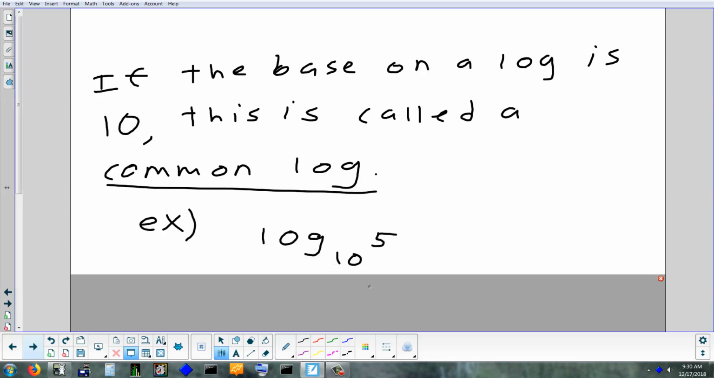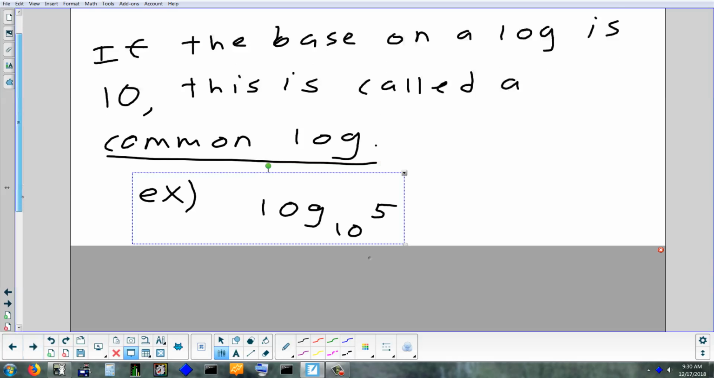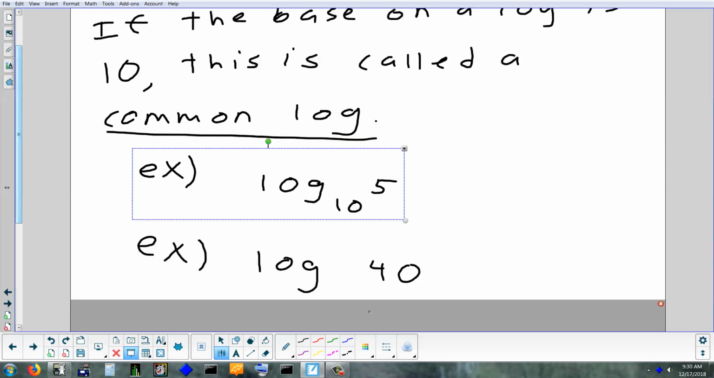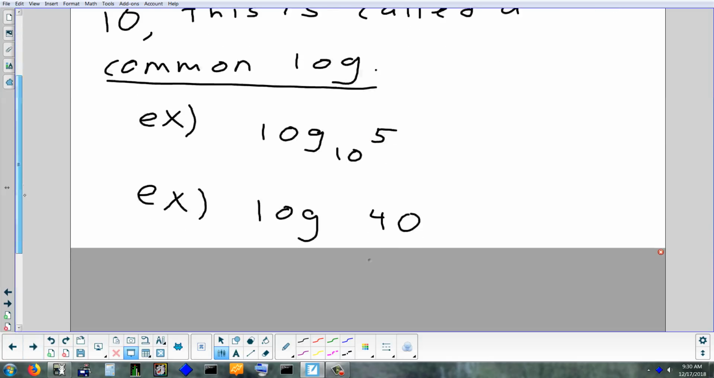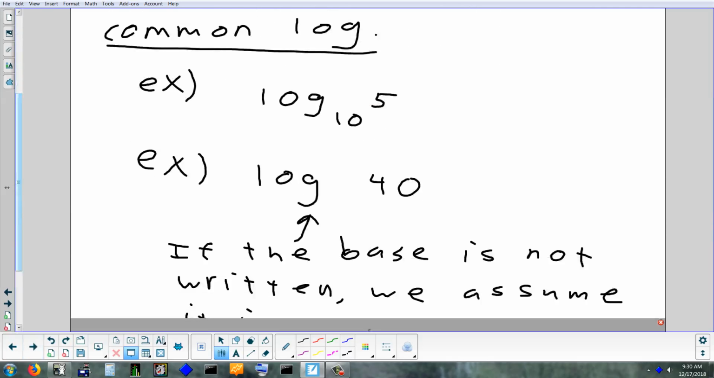And that's how you would write it. Log base 10 of 5. I'm guessing everybody could have pronounced that. Maybe you knew it was called a common log, maybe you didn't. Well, now you know. Now, that's also a common log. Log 40. What's missing? When I pronounced that, all I said was log 40. There's no base, and that's fine. This is the only time you're allowed to leave the base blank, if the base is not written.